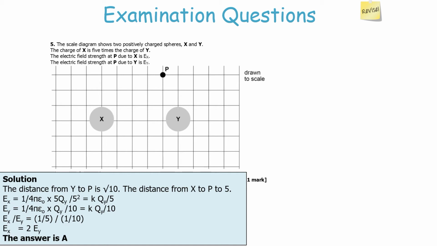So therefore we can equate the two and say EX over EY is equal to 1 over 5 divided by 1 over 10, because kQY is a constant in both, so we can cancel them through. So therefore when we work that through, we do 1 over 5 divided by 1 over 10, we can say EX is equal to 2EY. So our answer is A.